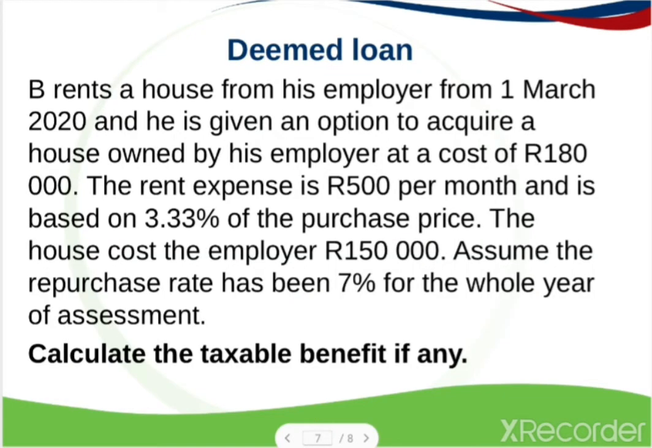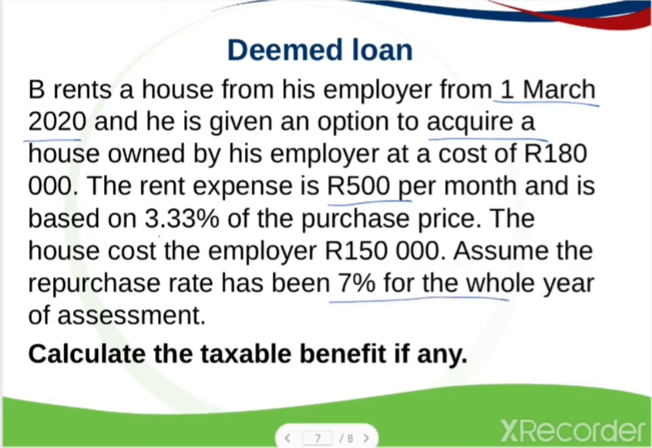Then the last example is for the deemed low interest loan. B rents a house from his employer from 1 March 2020. He's given an option to acquire the house owned by his employer at a cost of 180,000. The rent expense is 500 rands per month and is based on 3.33% of the purchase price. The house cost the employer 150,000. Assume the repurchase rate has been 7% for the whole year of assessment.